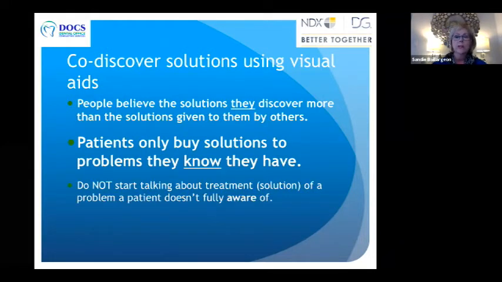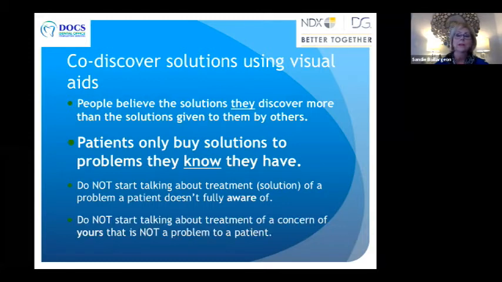Do not start talking about treatment, or the solution, of a problem that the patient isn't fully aware of. The way you create awareness is through visual aids, plus the way you're communicating with your patient. Don't start talking about treatment of a concern that's your concern, because you can see that periodontitis may be starting to set in, but the patient is talking to you about a crown or asking you about a crown.